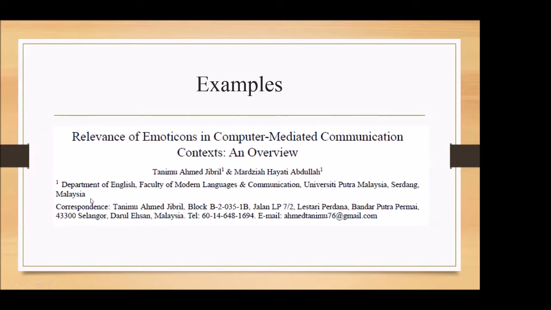Who is the correspondence here? The number they use refers to the same affiliation. 1 and 1 means that both of them have the same affiliation. But the way they wrote it here, Tanimu and Mardizia, it could be that both of them are main authors, okay?